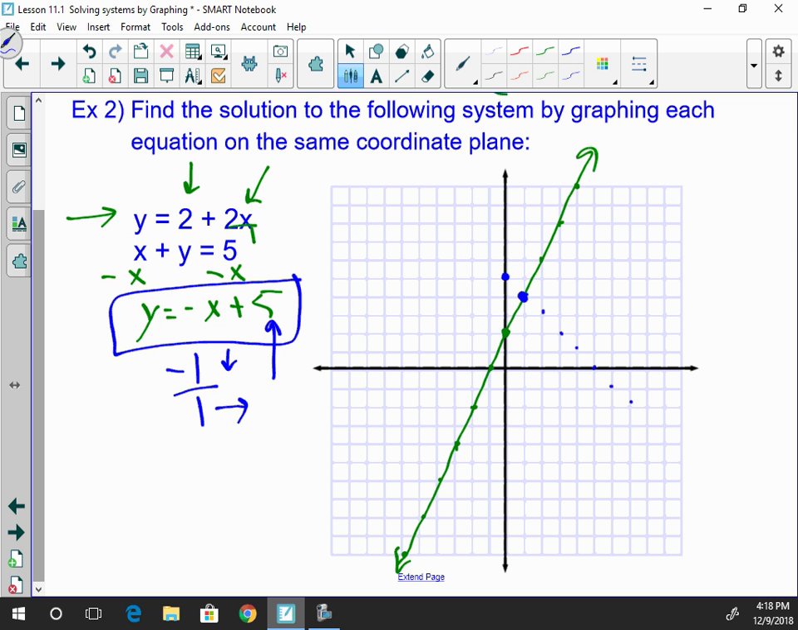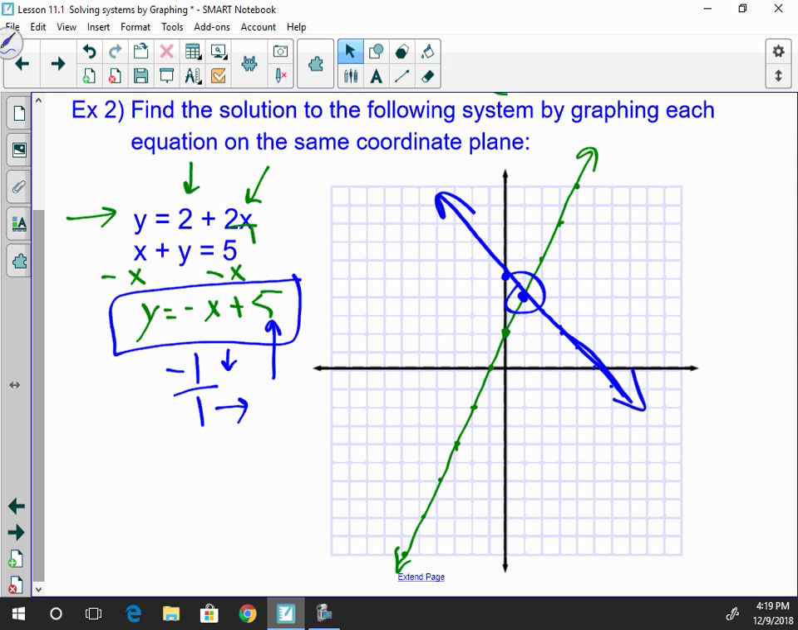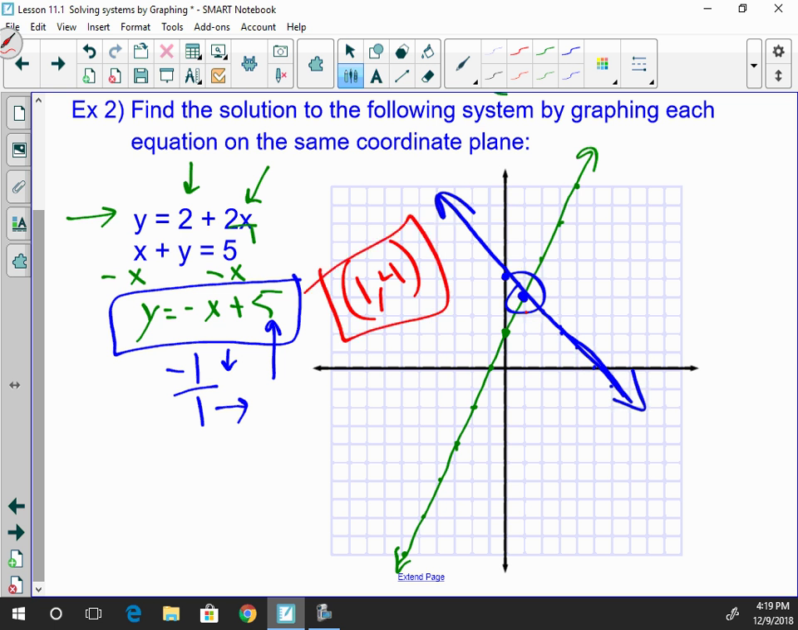Put some more points on there. There's my line. A little bit off here. And that's where they intersect. So what is the solution to my system of equations? That is the point 1, 2, 3, 4. So I have the point (1, 4). You will have to identify that and write it out just like I did. And that is the point that is on both lines.